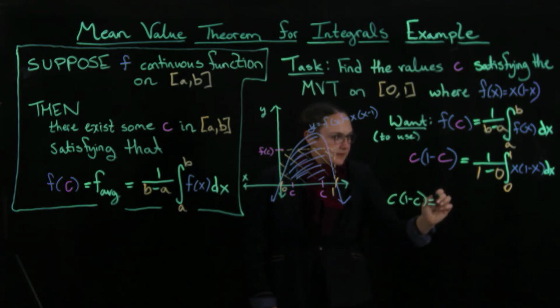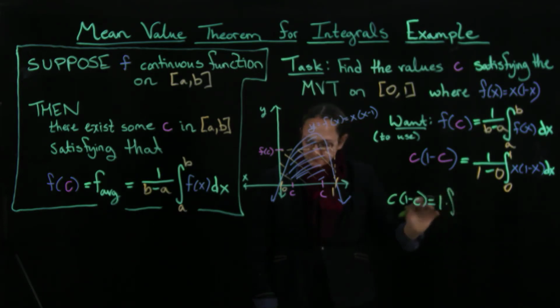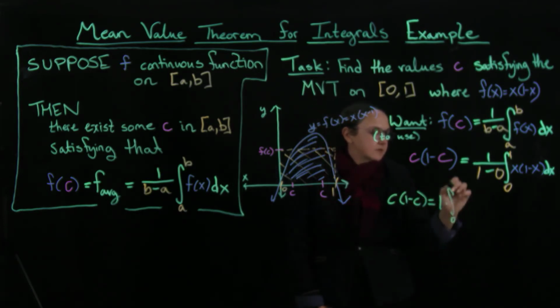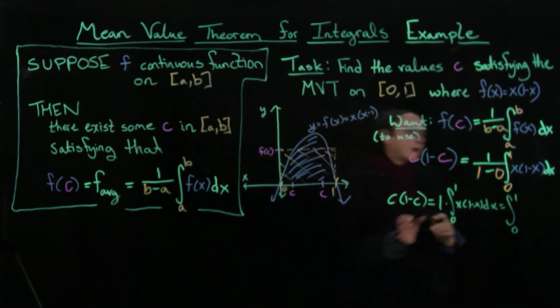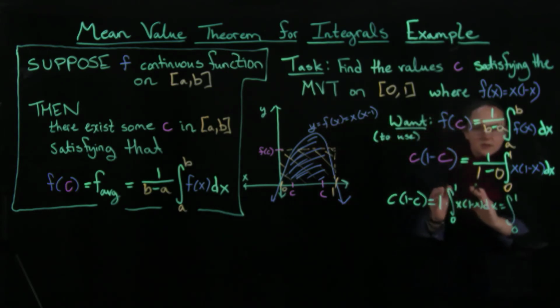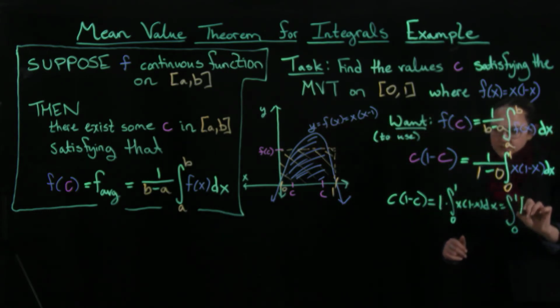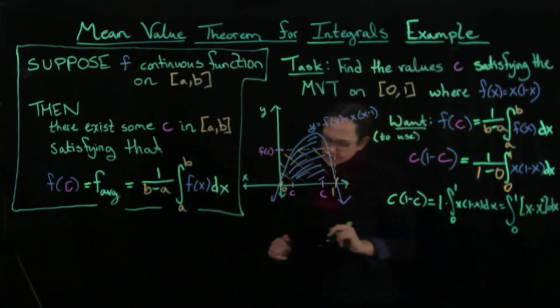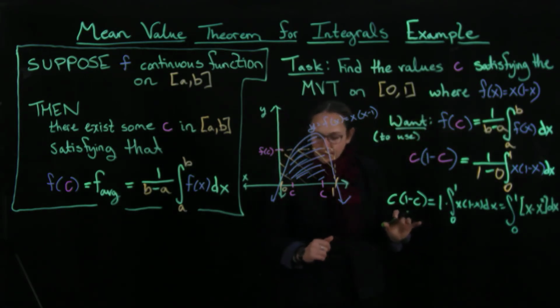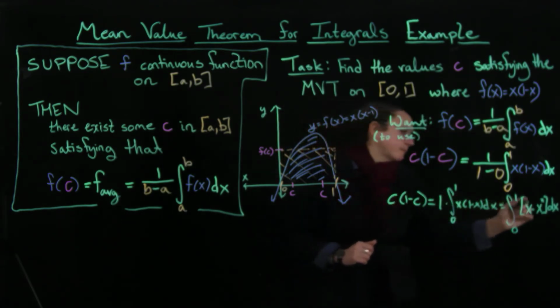Right? So I have 1 times the integral from 0 to 1 of x times (1 minus x) dx, which is going to equal the integral from 0 to 1. We know how to integrate polynomials, so we're just going to expand this out so it's a polynomial and we can integrate it. So I have x minus x squared dx. Okay? But now I can actually compute this integral.